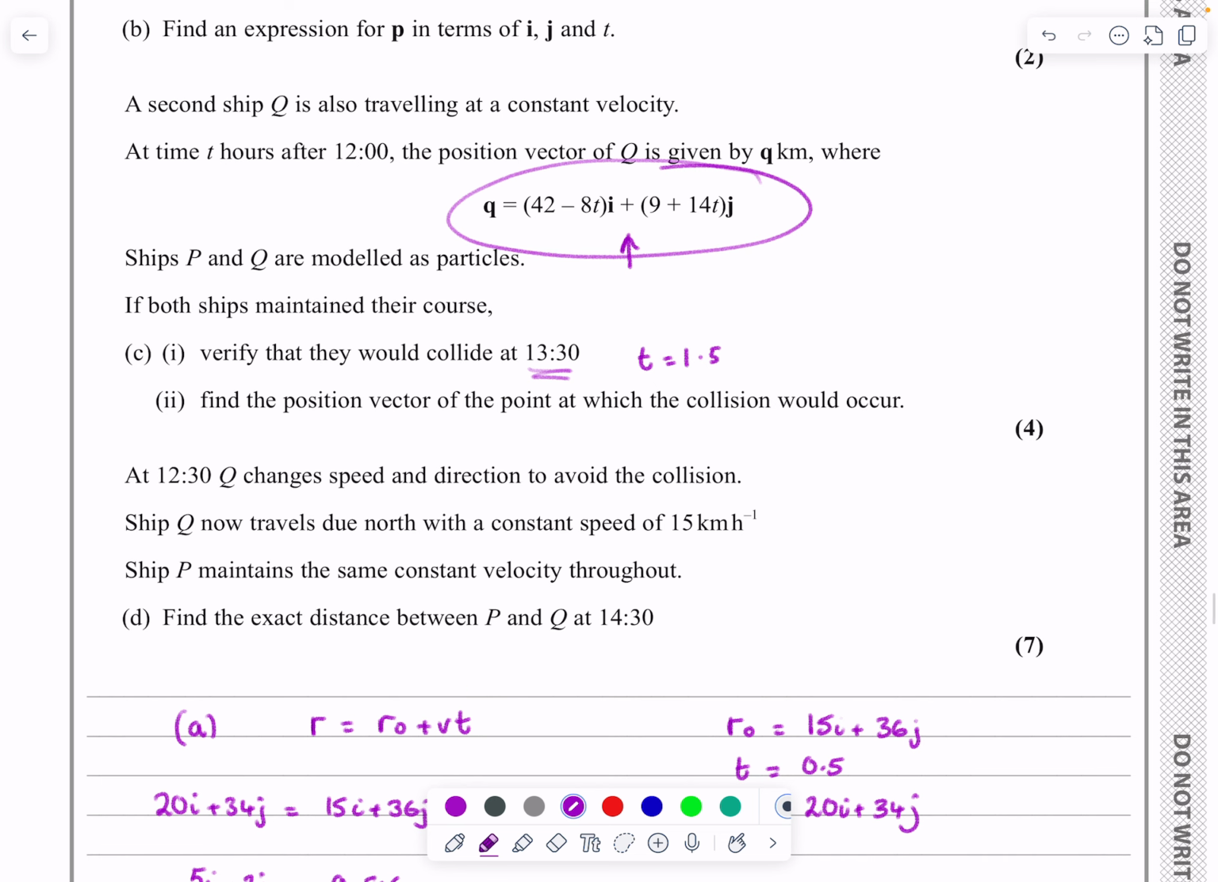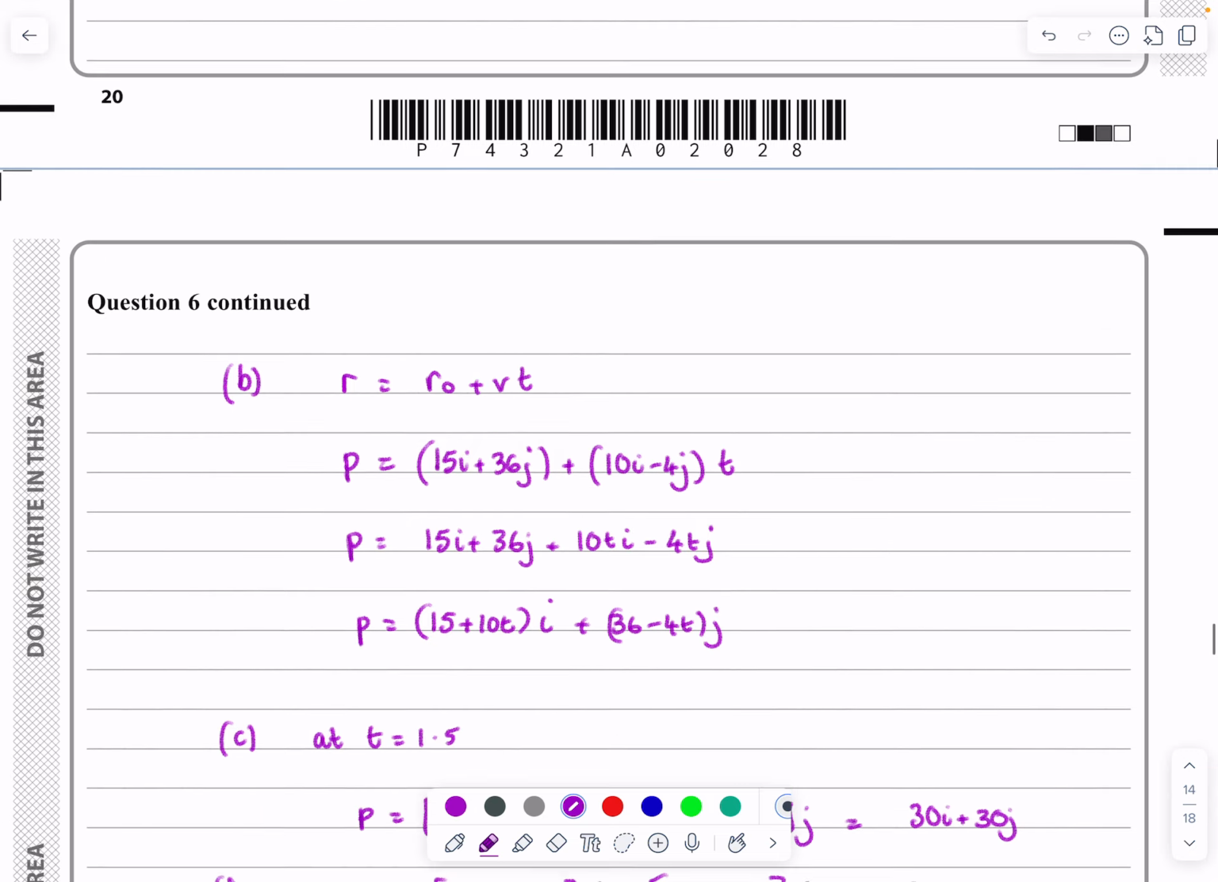Okay, for part D then, yeah, it's worth 7 marks here. Just need to probably explain this. What it says is, okay, so it would have collided, but actually at 12:30, Q is going to change speed and direction to avoid the collision. So at 12:30, we need to work out where Q is, and then once we've got that, we need to work out what our new vector is going to be for it. So let's start off by doing that.